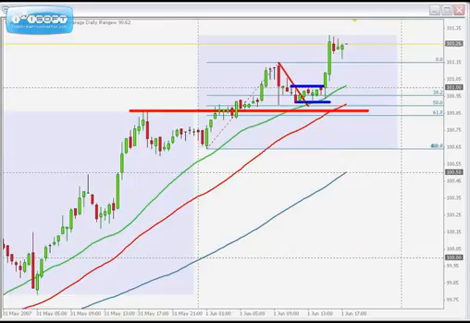In this case, I was trading in the direction of the main trend, and this is what happens when you trade in the direction of the main trend. Things come much more easily.